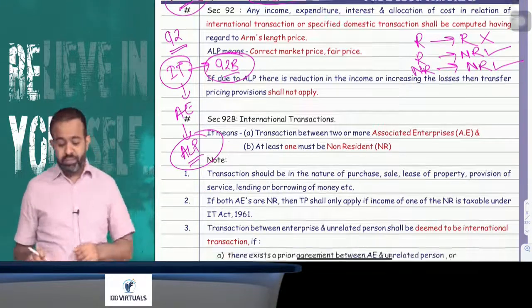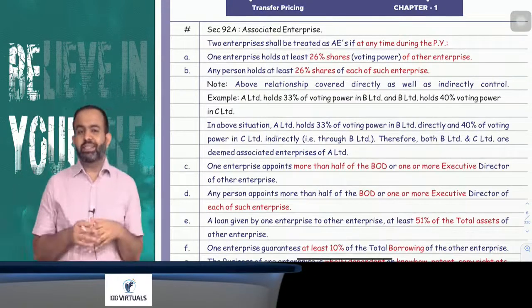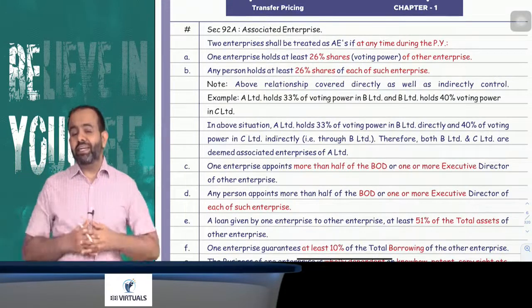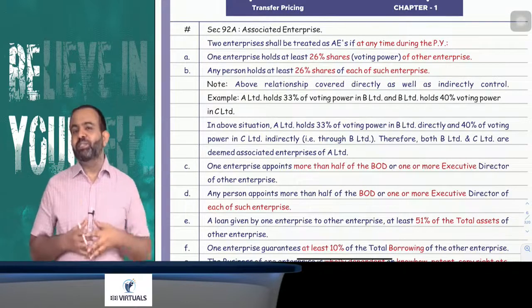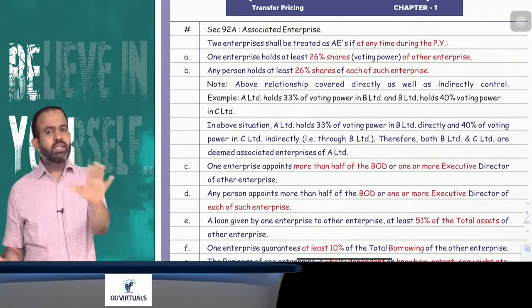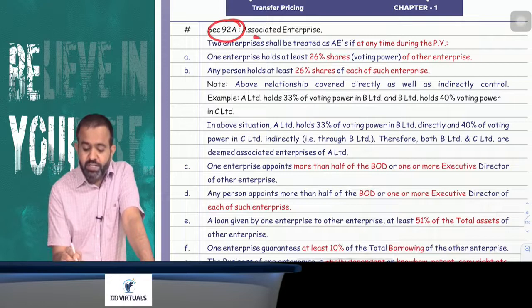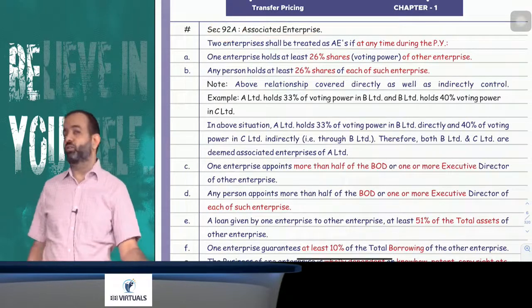Now the question is, what is the meaning of associate enterprise? Associate enterprise means, you can say, two closely related enterprises. If there is a relationship between two enterprises, then both enterprises will be treated as associate enterprises. Associate enterprise is defined in section 92A. So we are going to discuss section 92A. Section 92A is related to associate enterprise.